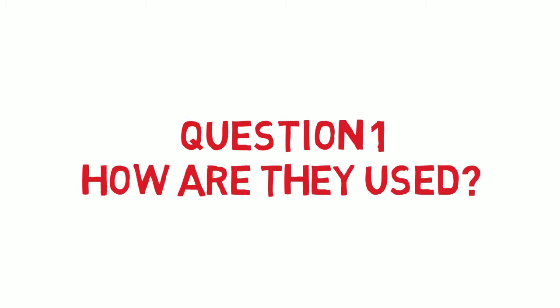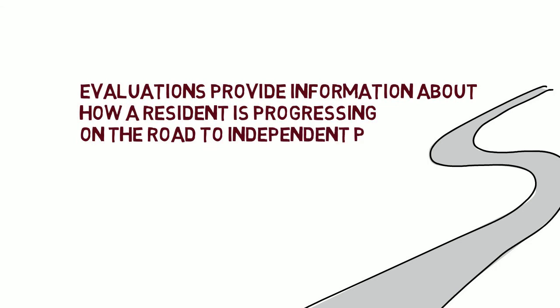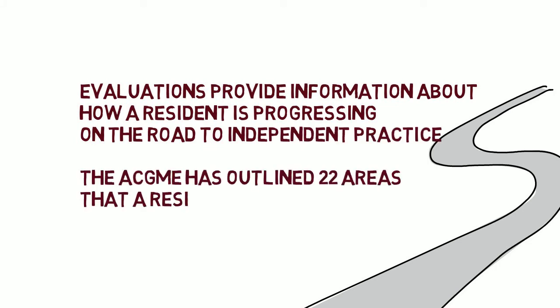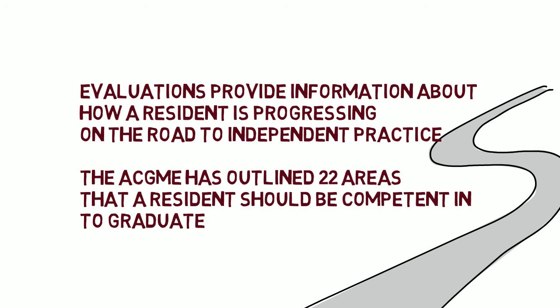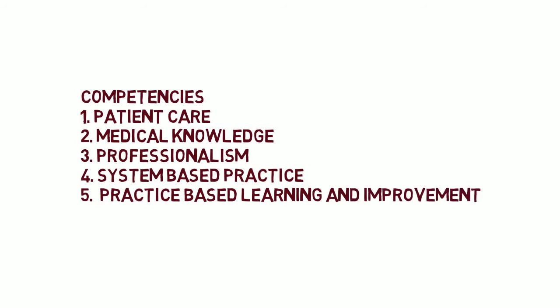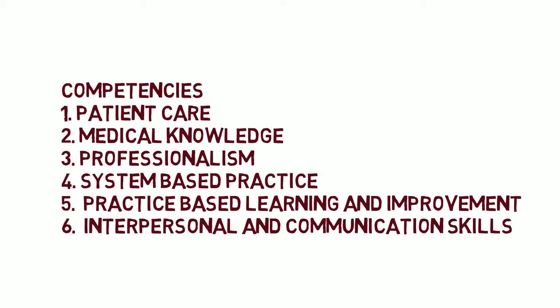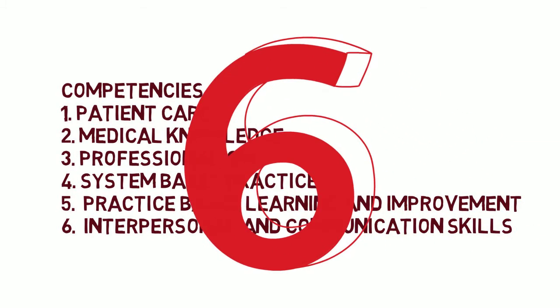First, how are they used? Evaluations provide information about how a resident is progressing on the road to independent practice. The ACGME has outlined 22 areas that a resident should be competent in to graduate. These 22 areas add more specificity to the original 6 competencies of patient care, medical knowledge, professionalism, system-based practice, practice-based learning and improvement, and interpersonal and communication skills. Our evaluations measure these sub-competencies and allow us to assess how a resident is doing.